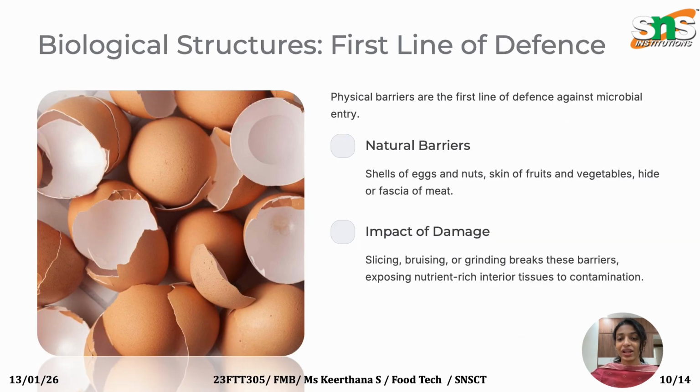Over here, we have the last parameter, biological structure. Many foods have natural shields like eggshells, fruit skins, nutshells. But what actually happens is when we slice it or cut it or grind it, the bruising breaks these barriers and exposes the rich nutrients, making the food highly vulnerable. That is where the microbes take an opportunity to enter into the product. So, this is what we see with respect to the biological structures.